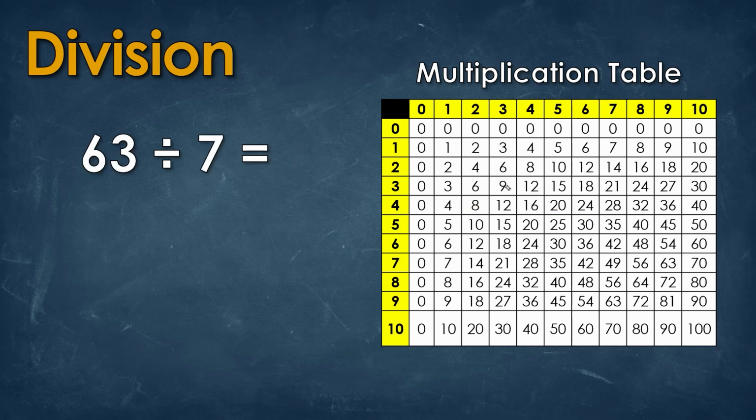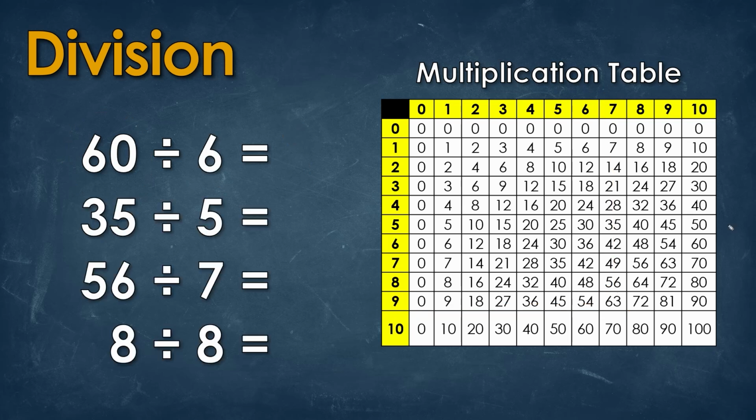Let's try this one. So this time we're going to start with the 7, right? Because we have the 7 here. Now we need to find the 63. So if we work our way down, 63 is here. So we'll work our way back across to see that the answer is 9.